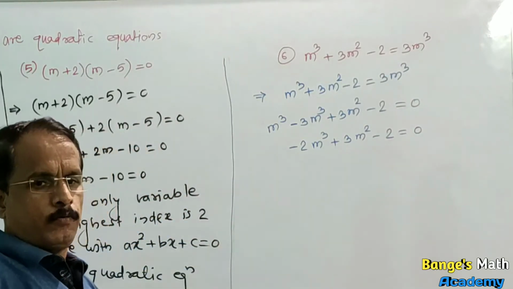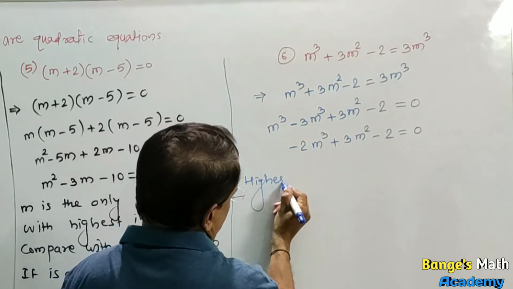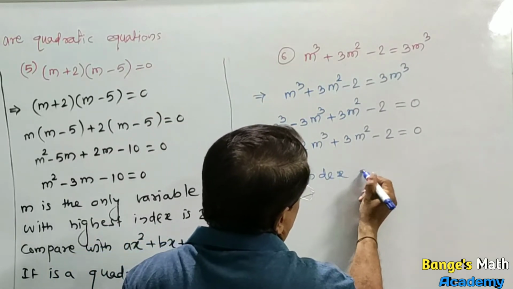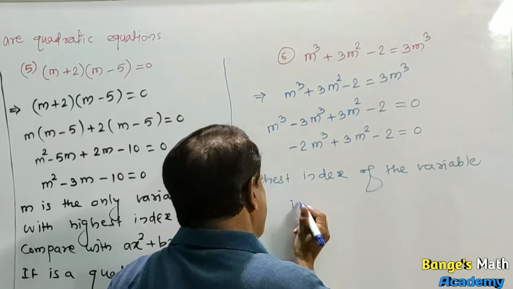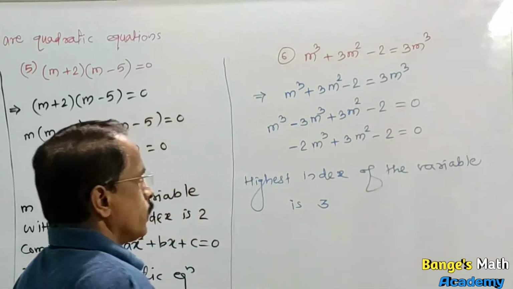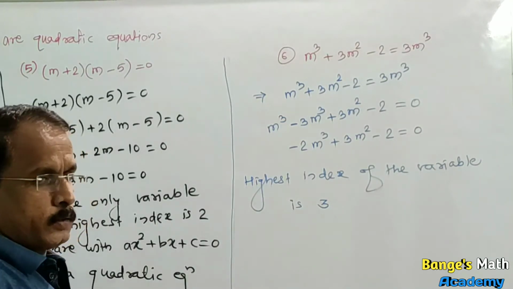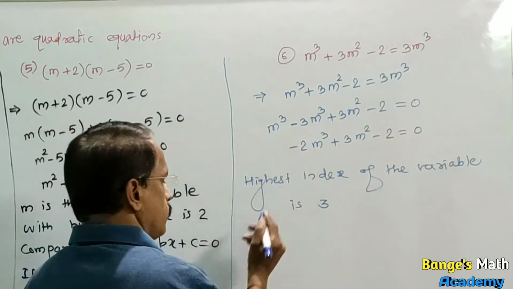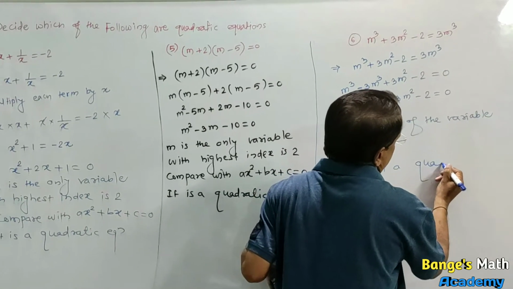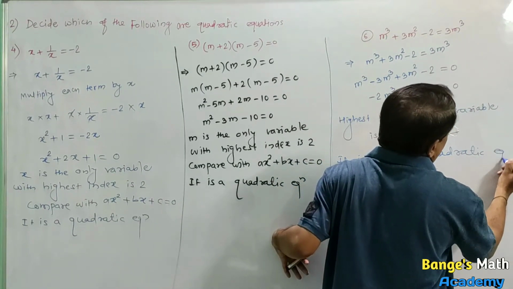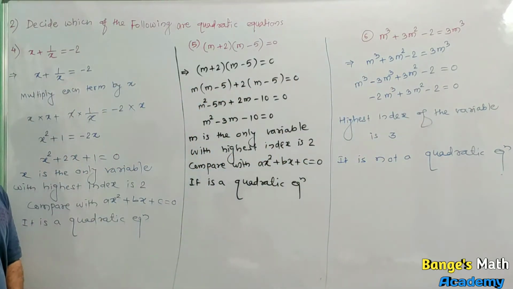If we observe this equation, see the highest index of the variable is 3. So if we compare this with ax square plus bx plus c is equal to 0, the condition is that the highest index of the variable is 2. So it is not a quadratic equation. Write down the given example or take a screenshot.